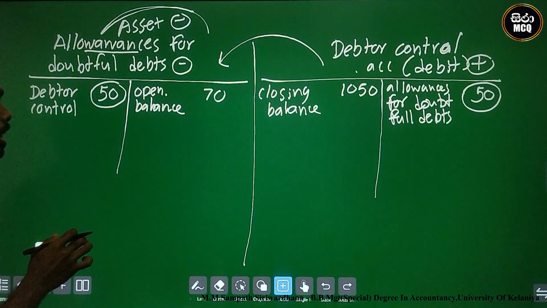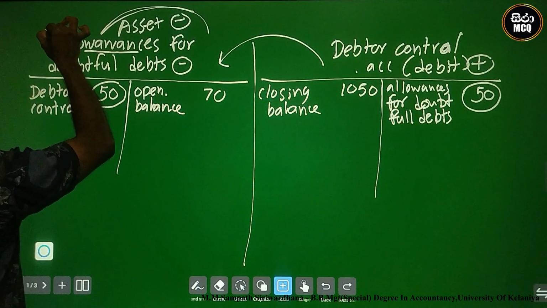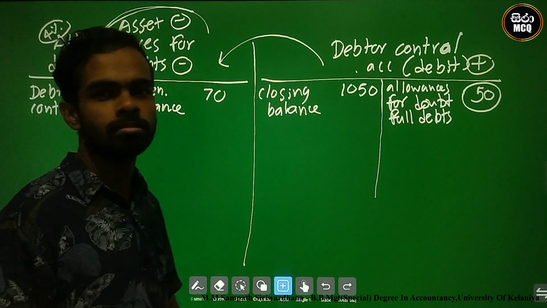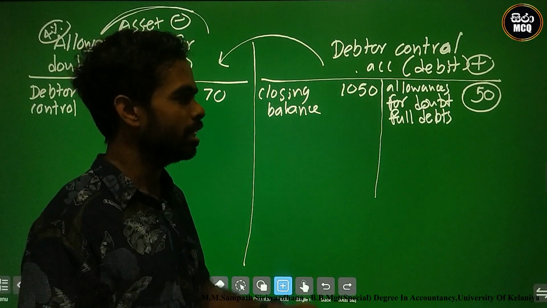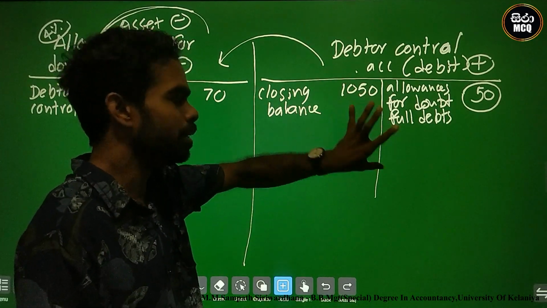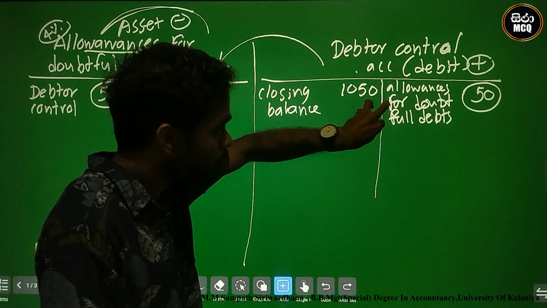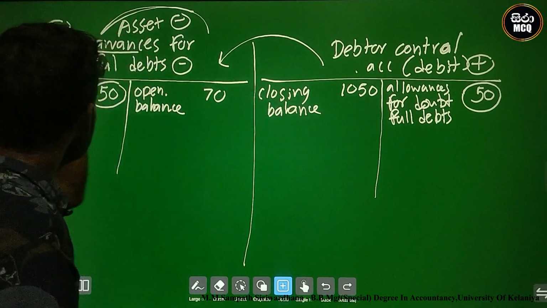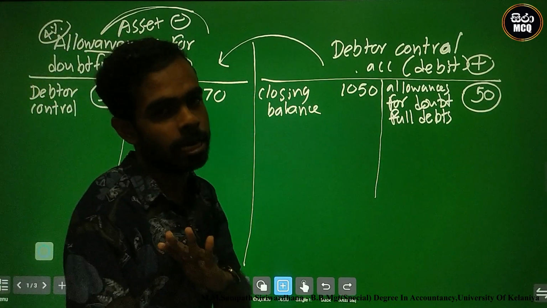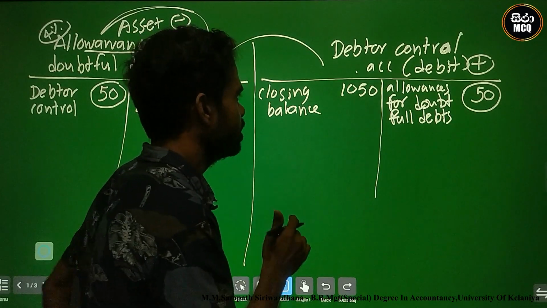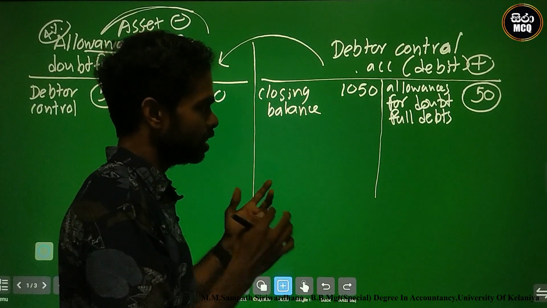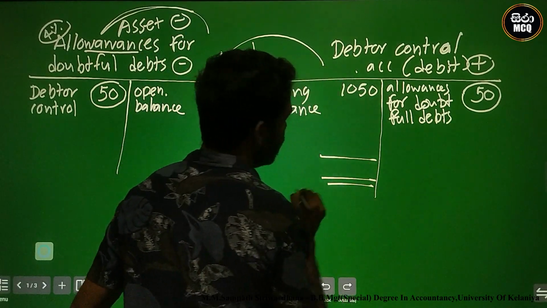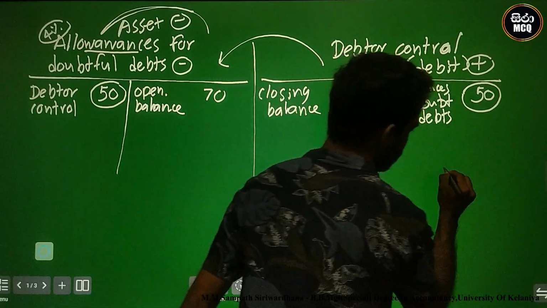At this point, they said the allowance is 4%, based on the debtor control account. There is a debtor control account, there is a happy person. Based on the happy person, we must create the allowance at 4% as at the closing date. At this time, I balance this debtor control account. Why? There are two sides. At this time, I create one debtor control balance, 1050.